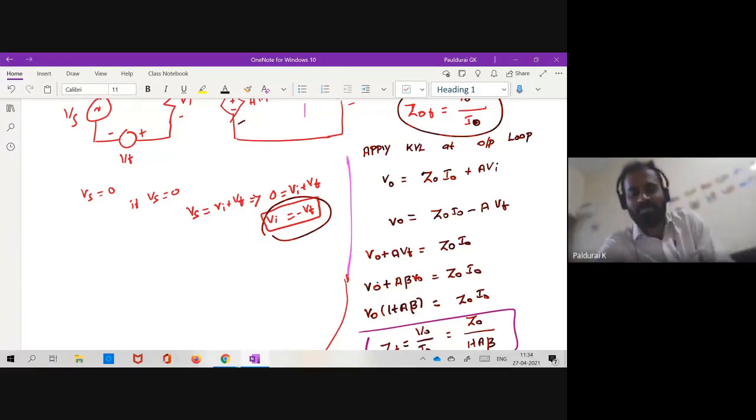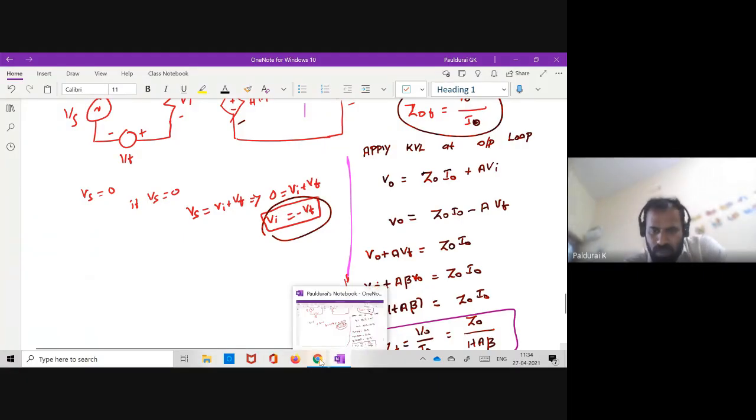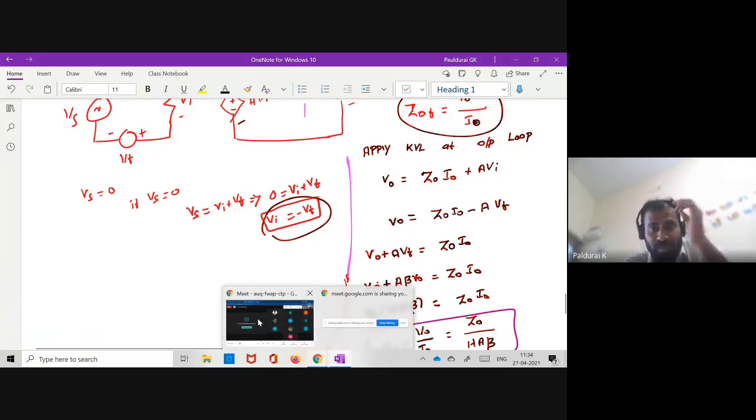சரி பரவாயில்ல. Okay, if time permits, please try to derive the input output resistance for the remaining three feedback topologies, namely voltage shunt, current series, and current shunt. So any doubt, those who are having doubts, you may stay. Otherwise, you can leave.